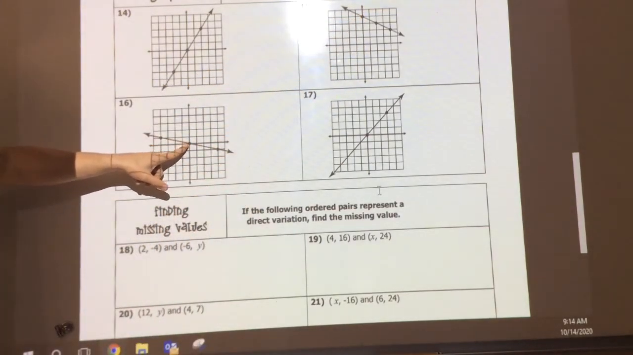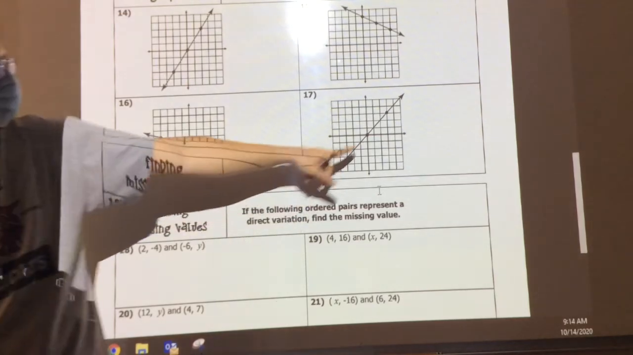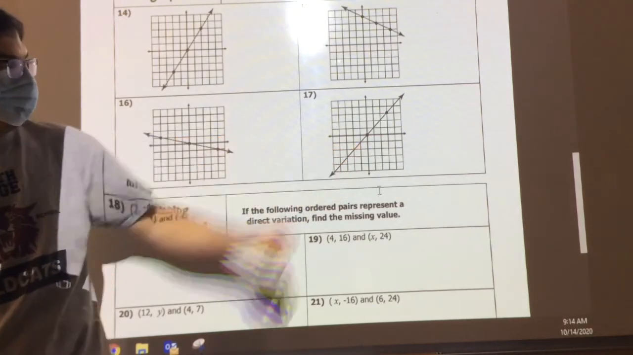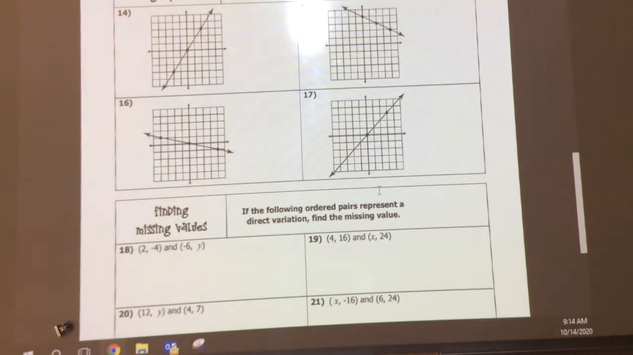Ian, does this go through the origin? Yes. So does this have direct variation? Yes. Addison, does this go through the origin? Yes. So does it have direct variation? Yes. Okay, good.